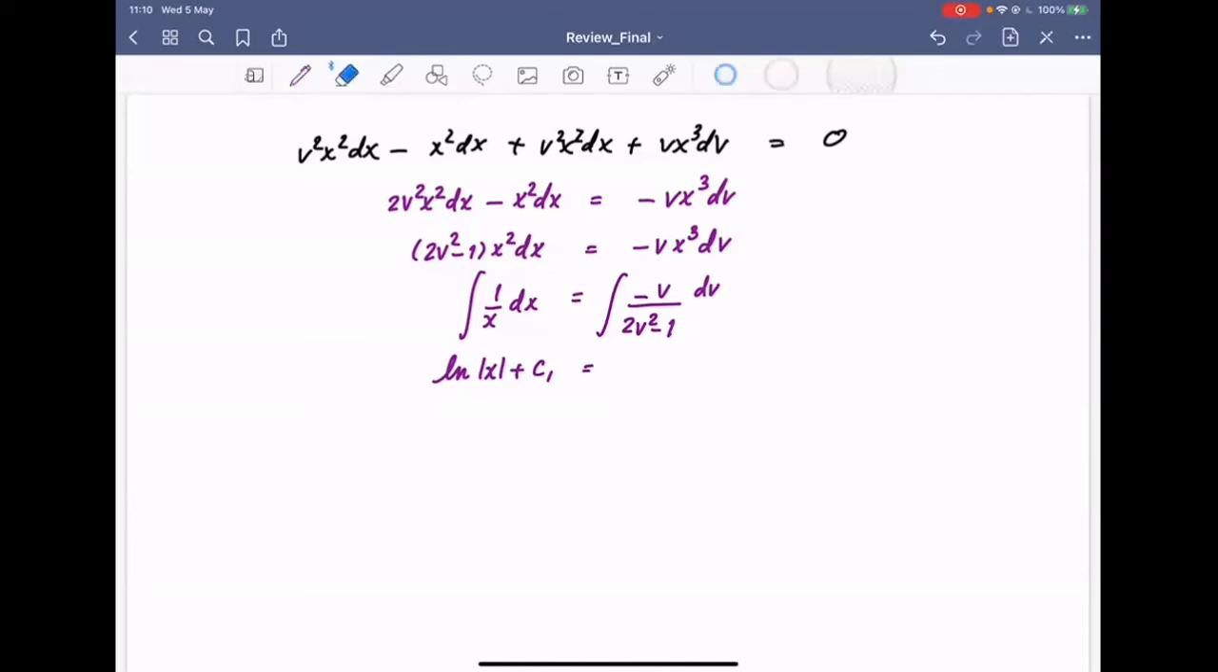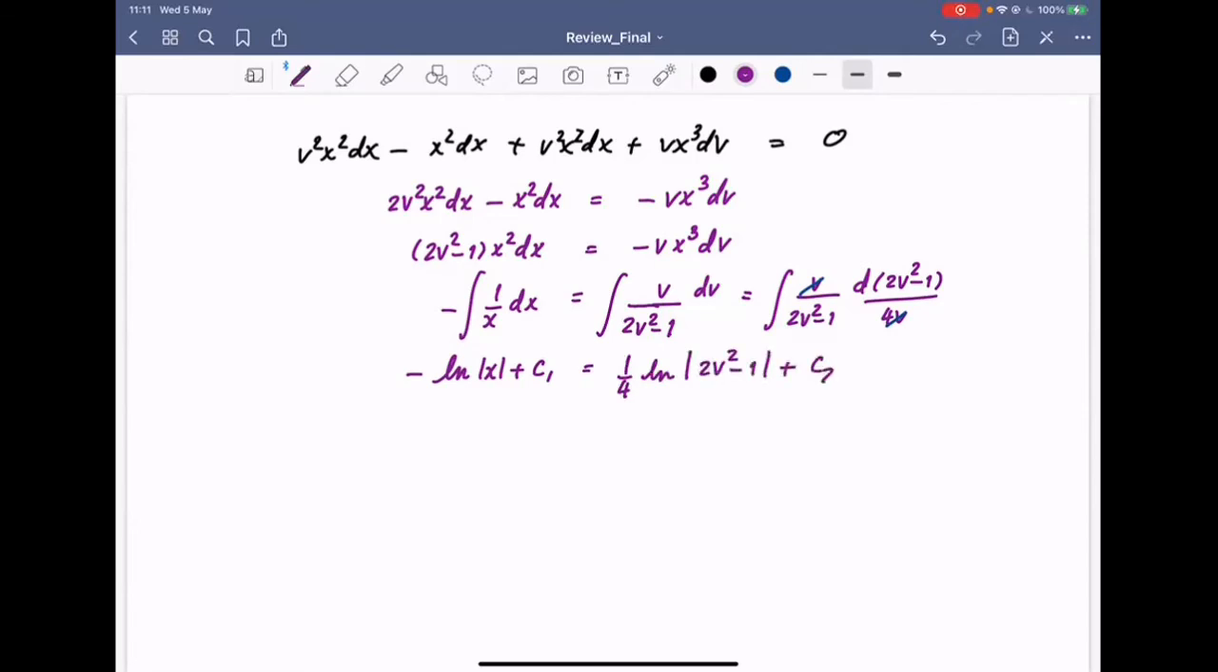Well, I'm gonna move the negative side to the left hand side because I hate it. Okay, negative side to left hand side. And then on the right hand side, if you integrate very fast, you're gonna get v over 2v squared minus 1, and then I change it to dv to this thing, d of 2v squared minus 1. This is 4v, and then that cancels out. So I get 1 over 4 log absolute 2v squared minus 1 plus c2.